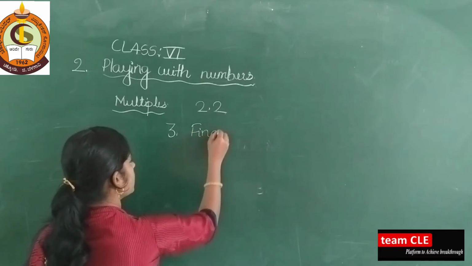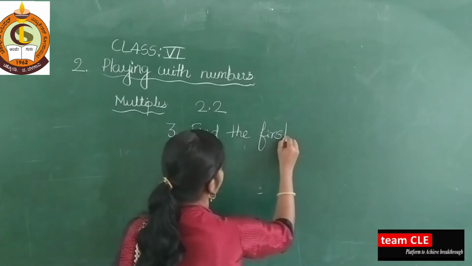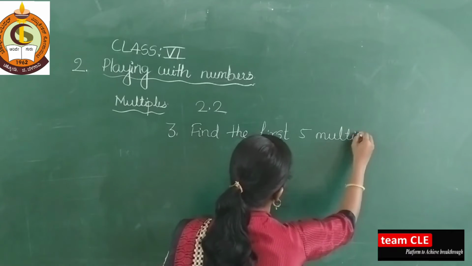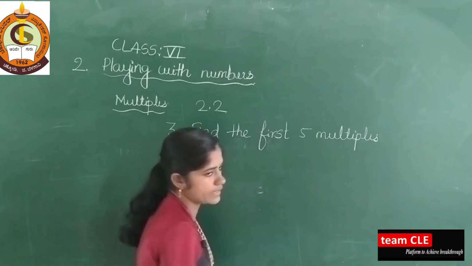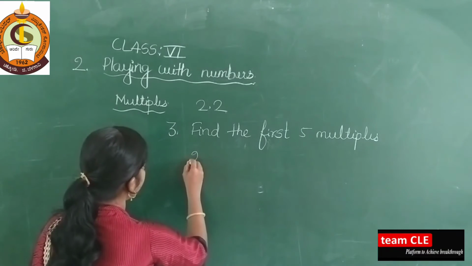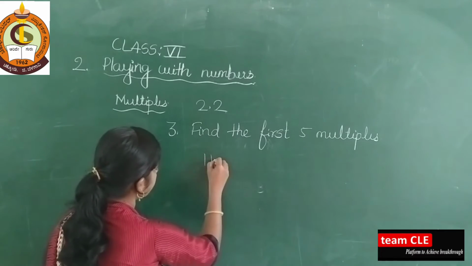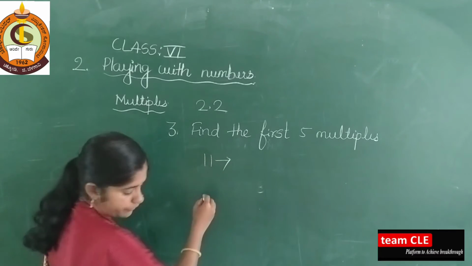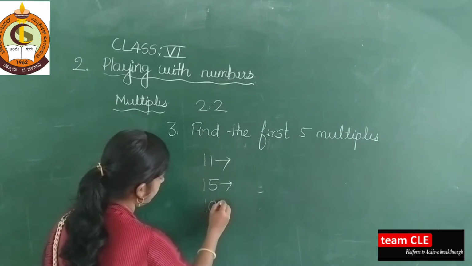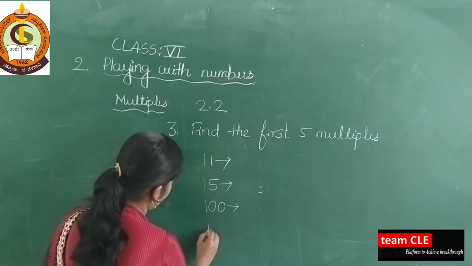Find the first 5 multiples. Okay, here they gave more than 10 examples. I will solve some of the examples. So the first one, I will take here 11, next again I will take 15, again next I will take 100, and one more example I will take, that is 12.